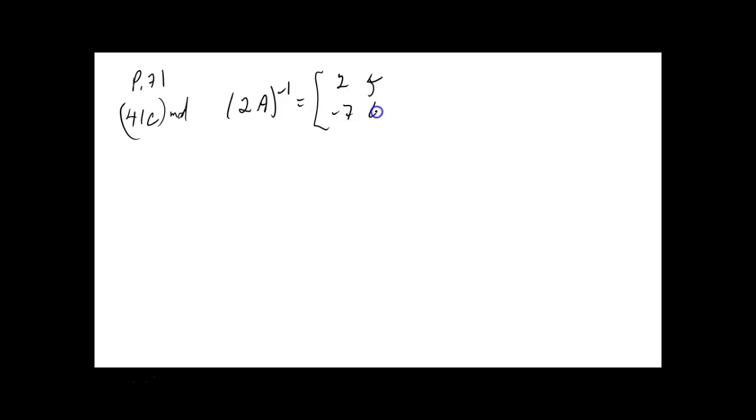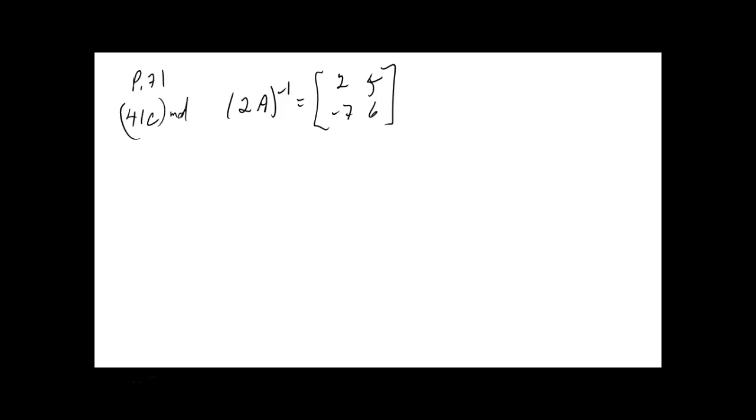So this is page 71. Same, everything else as before. 71, number 41, C. I'll put modified. Okay. Here we have 2A to the minus 1 is equal to, this time we're not going to say A to the minus 1, we're going to say is equal to 2, 5, negative 7, 6. Now this isn't the same as the one in the book, but it's similar to it. Okay?